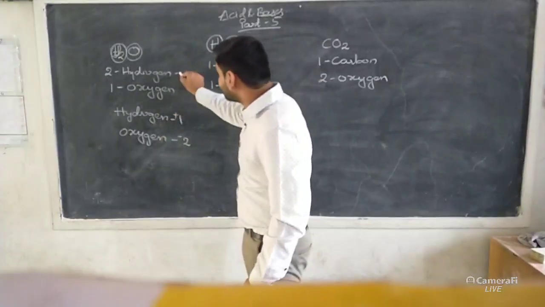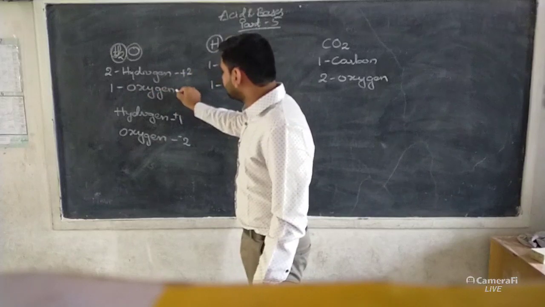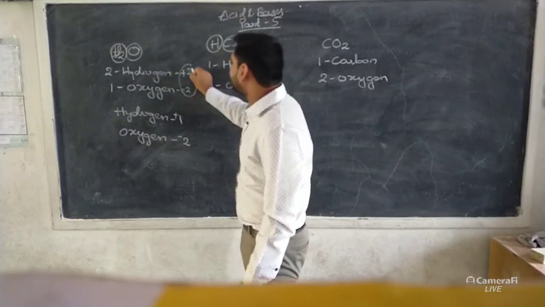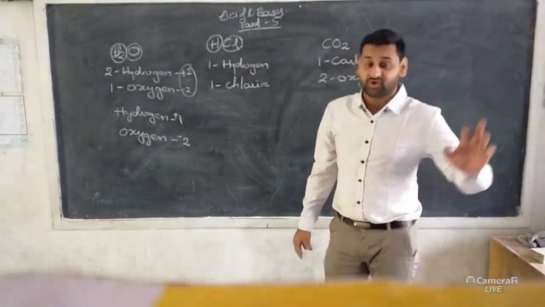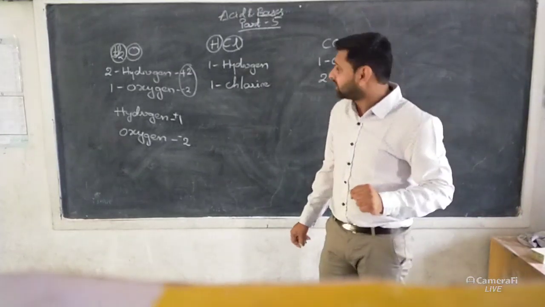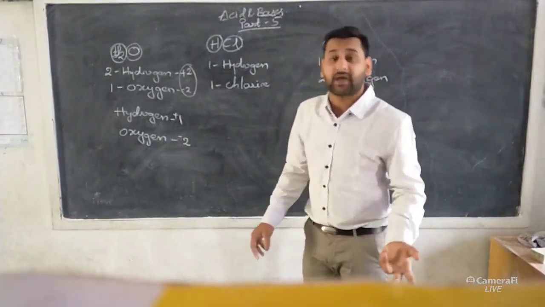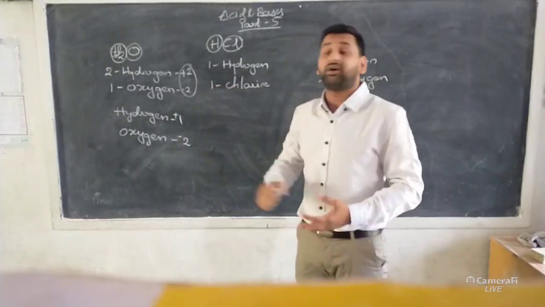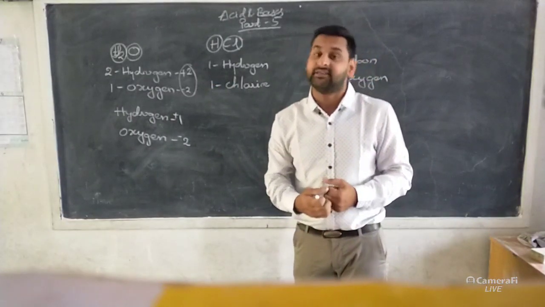When I take 2 times hydrogen, what is the value? It comes to plus 2. When I take oxygen, it is minus 2, right? So it will get balanced. Oxygen has only 2 negative parameters and hydrogen has 2 positive parameters, so both are going to combine very easily.